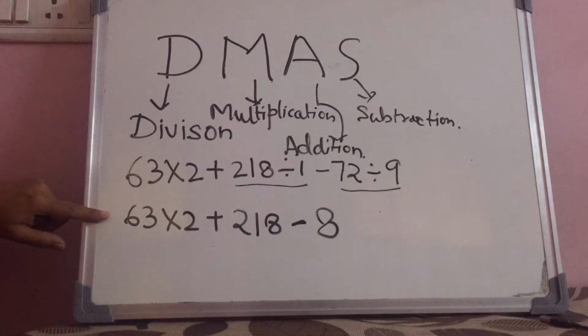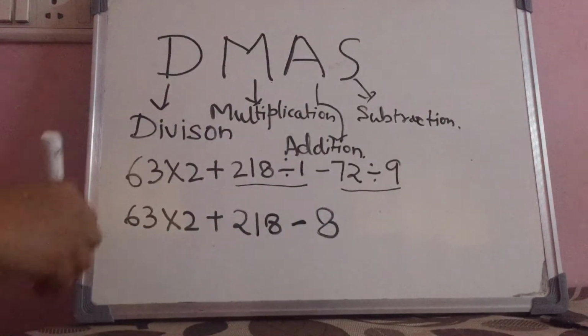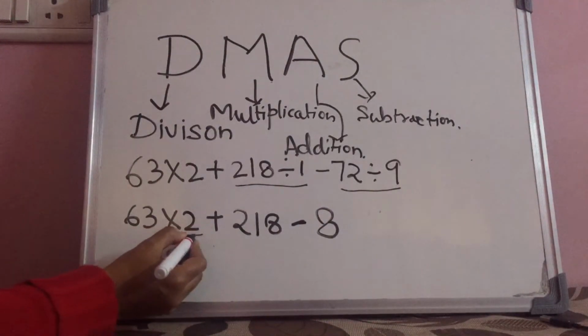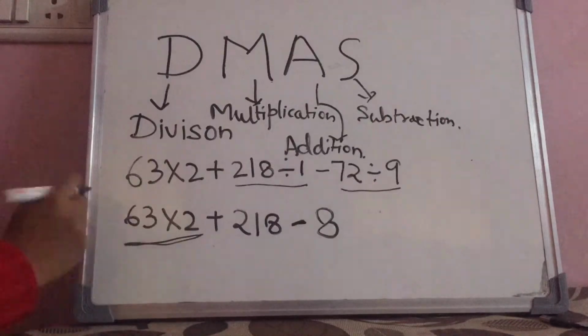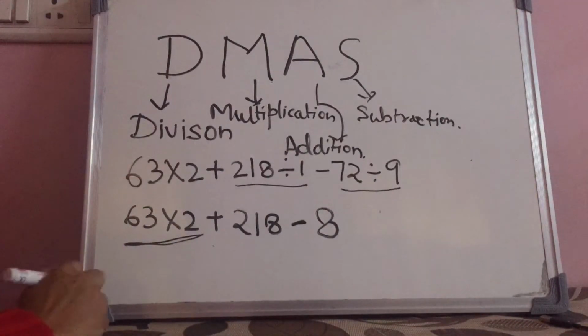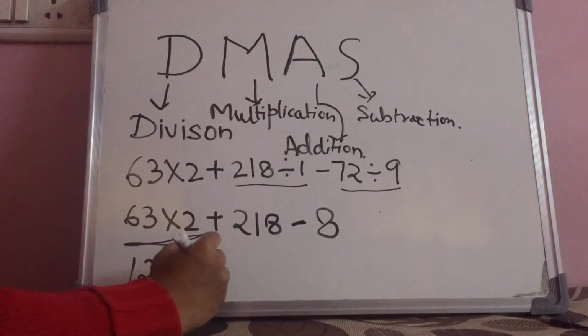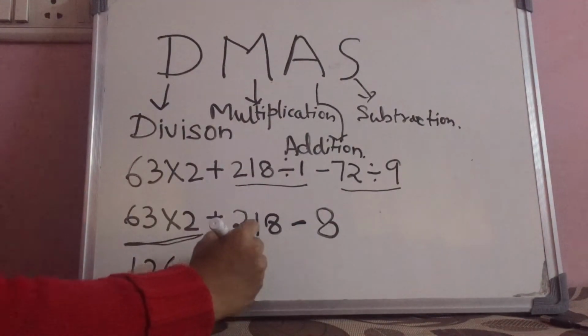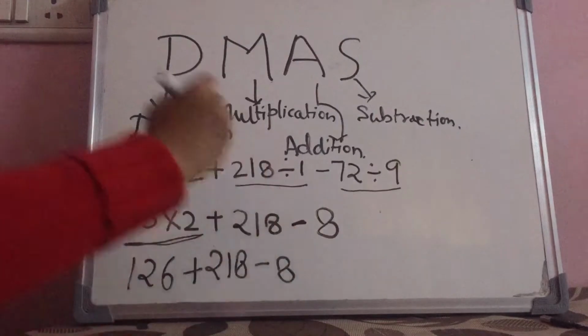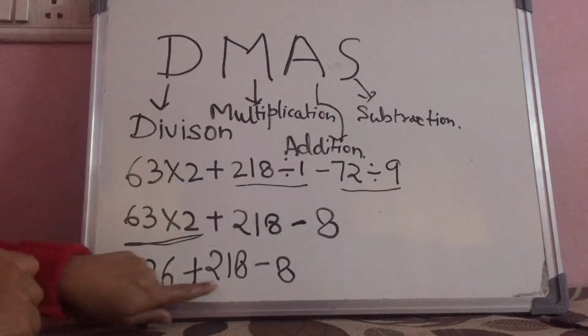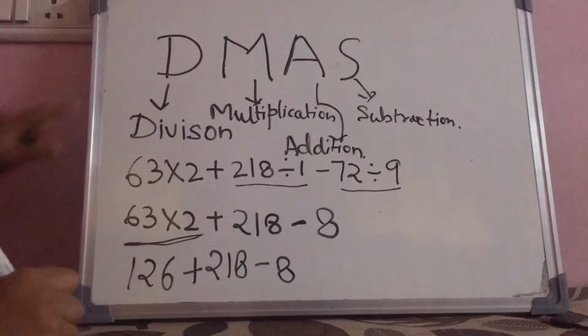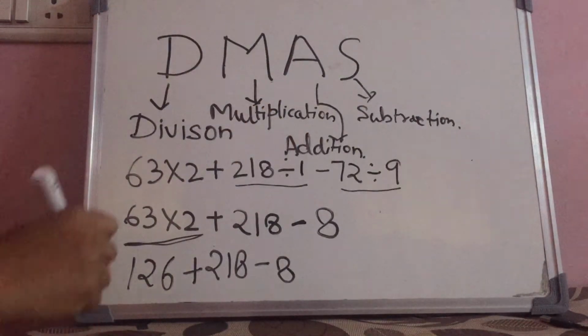Now the second step is multiplication. We'll see where the multiplication is. We have only one multiplication operation here. We'll multiply 63 by 2. That is 126. The rest we'll write as it is. Okay. Now we'll add these two terms because next is addition.